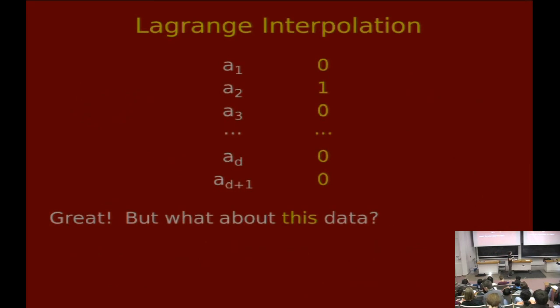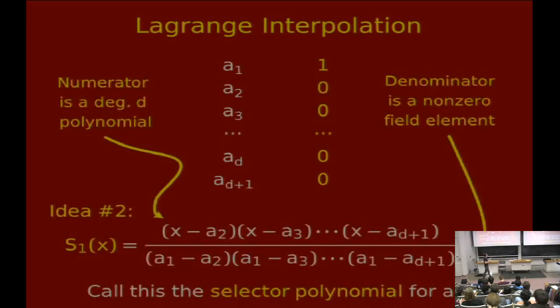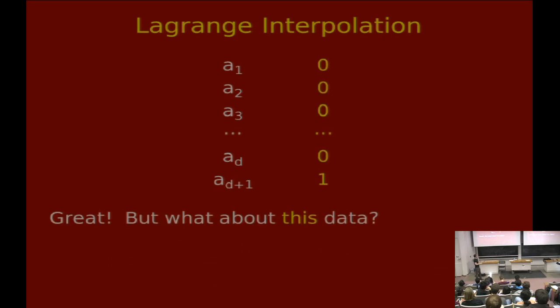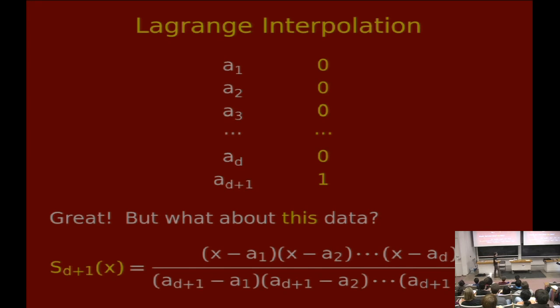Great. What if these are the b's? Everything is 0 except b2 is 1. Can somebody tell me what to do? Yeah, it's the exact same thing. There's nothing special about the first guy here. Just do this exact same thing, but with a2 as the special point instead of a1. So you get this, and I'll call that the selector polynomial for index 2. So if it's this data, all zeros, and then 1 at the end, it's the same thing. You can do the same trick, and you'll solve this interpolation problem, and you get some polynomial that works called S sub d plus 1.